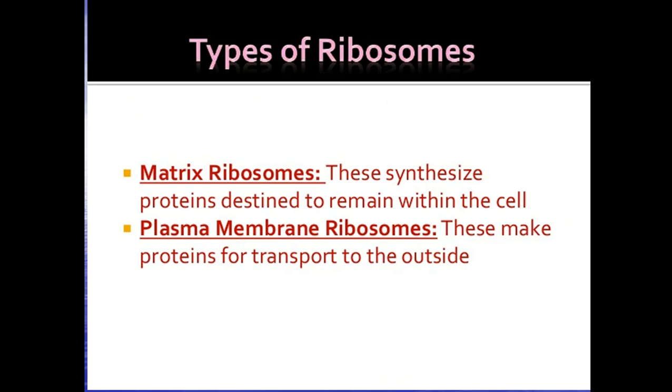Basically, there are two types. One is matrix ribosomes. These make the proteins which remain within the cell, the cytoplasm. The other is the plasma membrane ribosome, which makes the protein for transport to outside. These ribosomes prepare certain proteins which act as carrier proteins or transport proteins which lie within the plasma membrane.